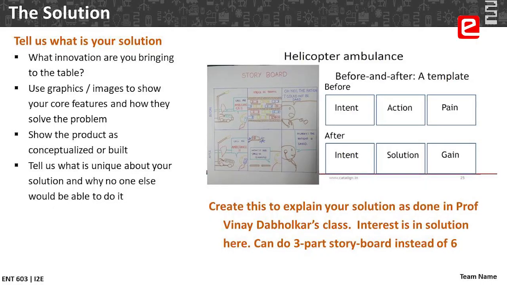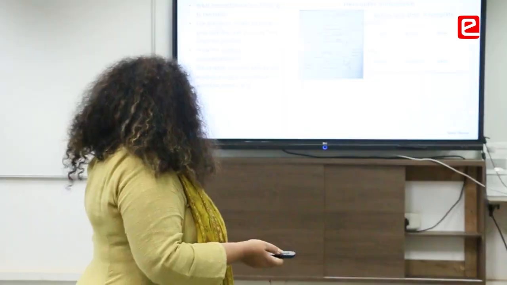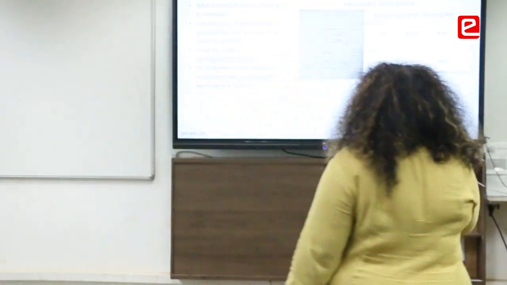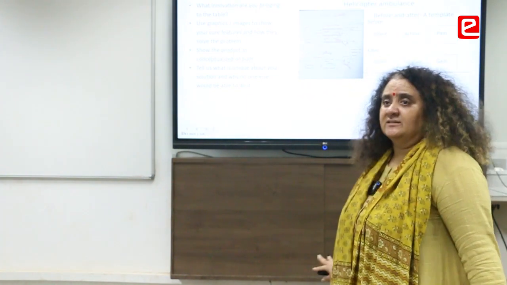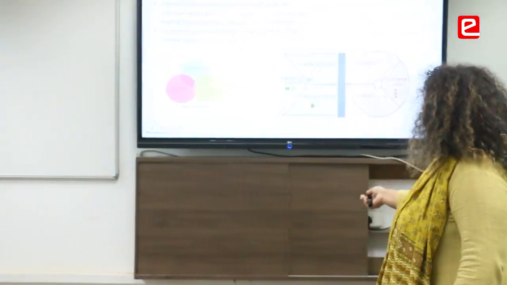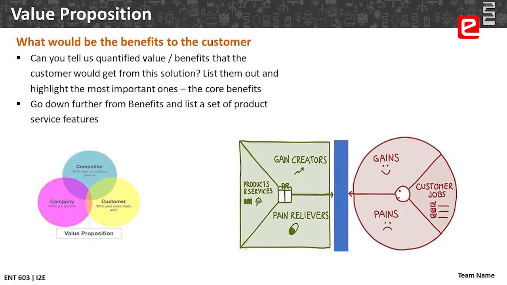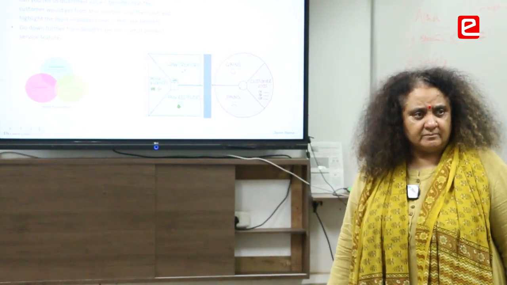Now, tell us your solution. You can use whatever method. I think all you have to do is show features. It's not that this thing doesn't work, but show your core features. Product or solution design means tell us what your product will do. Don't write stories about it. Tell us the features. The best way of showing features is by showing this: this was the pain the customer has, this is the feature that will take care of the pain.